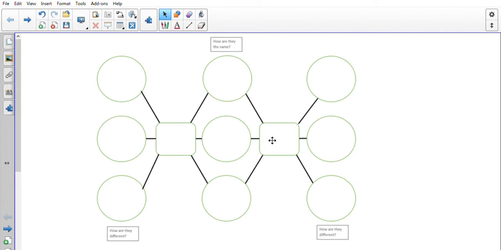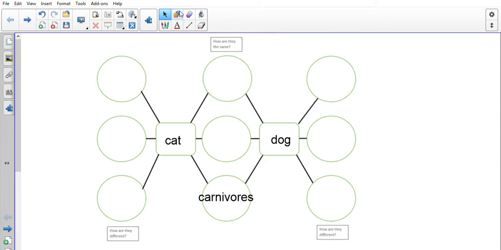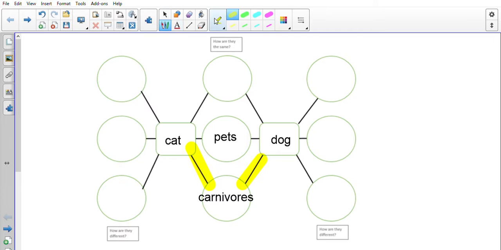For example, if I had dog here and cat here, something that might be similar is that they are carnivores, both meat eaters, so that would go in here. And I know that this is related to both of them because I have links to both dog and cat here. I might put in here that they are both domesticated or pets, if you will. So that might go in here. I know that relates to both of them because it's linked here to dogs and here to cats.